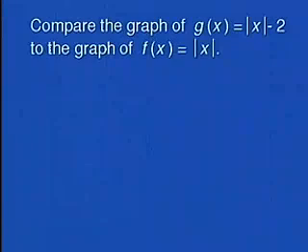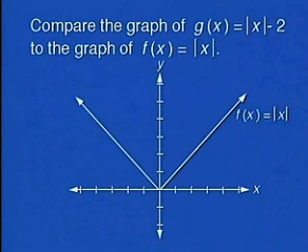Okay, now the next topic we need to cover is about translations. How do we shift graphs around in the coordinate system? The first example we're going to look at is the graph of g of x equals the absolute value of x minus 2, and we're going to compare that to the graph of f of x equals the absolute value of x.